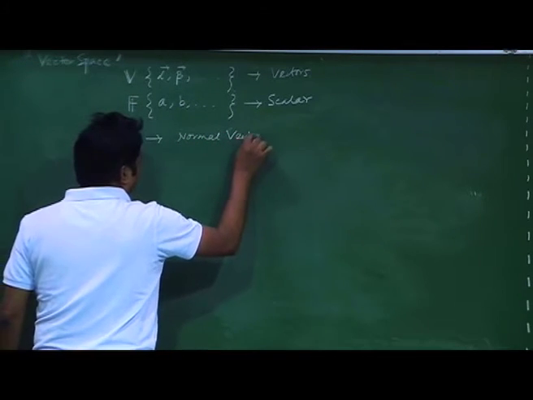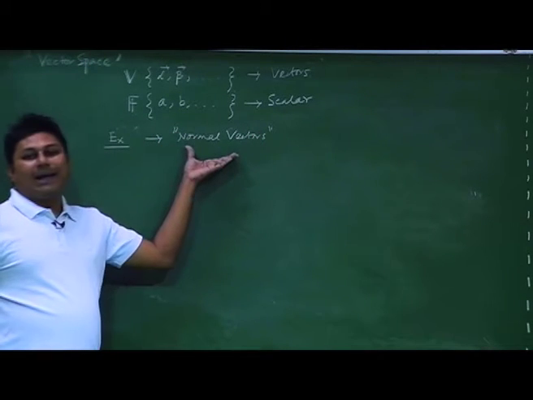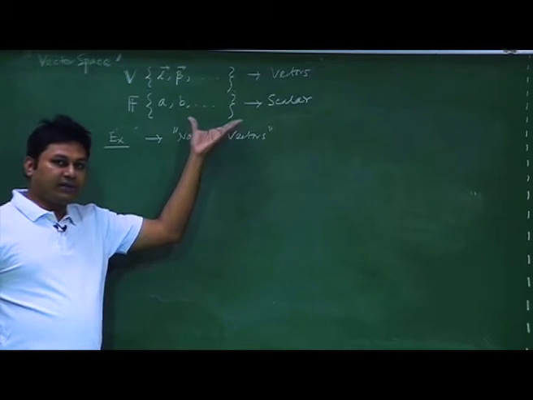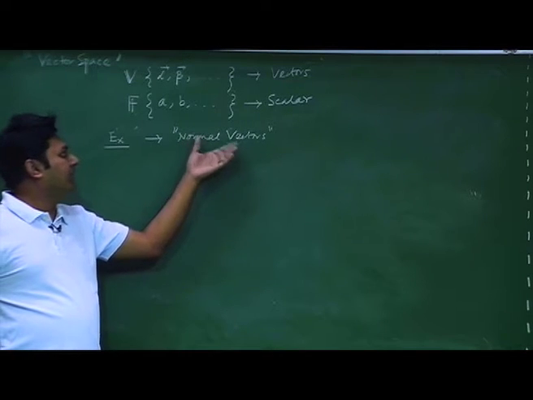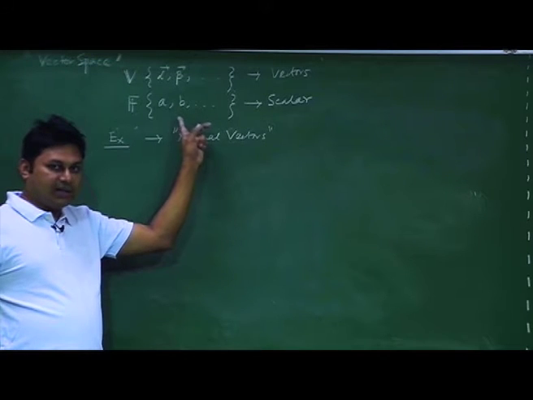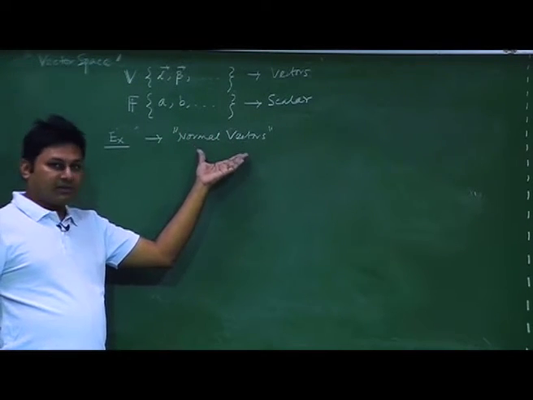Normal vectors mean what? Which has direction and amplitude. So they are forming the vector space, the real vector space or complex vector space, depending on what the element of this field is. If the element of the field is real, they are forming the real vector space. If they are complex, they are forming a complex vector space.